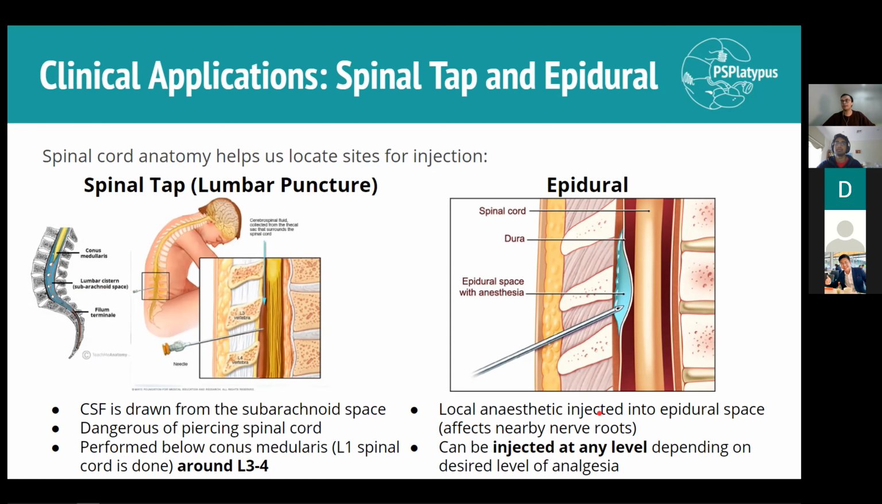You can inject it at any level, depending on the desired level of analgesia. For example, if you want analgesia for your arms, maybe you do it up in the cervical region. If you want analgesia down in your back, you do it in the lumbar region. So that's the important distinction here. The lumbar puncture you can only do at L3, L4, because the subarachnoid space is only big there and it's safe to do that. But the epidural you can do anywhere, depending on your clinical application and the desired level of analgesia. So keep that distinction in mind.